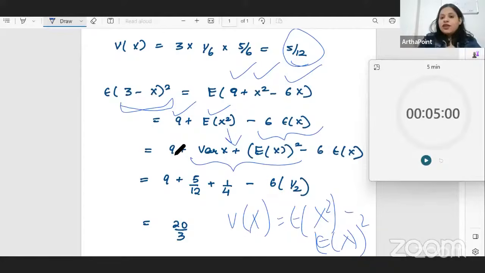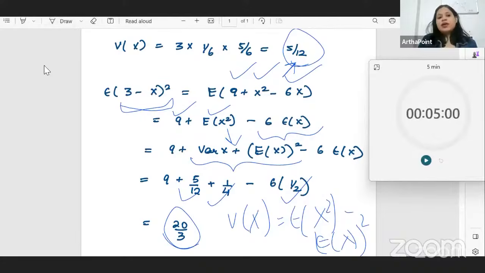I know the value of variance of X. It is 5 by 12. I have written that. I know the value of E(X), 1 by 2. I have written that. When we go ahead and we solve this, we will get the answer as 20 by 3. So the answer to this question, as you correctly wrote, is going to be A, which is 20 by 3.